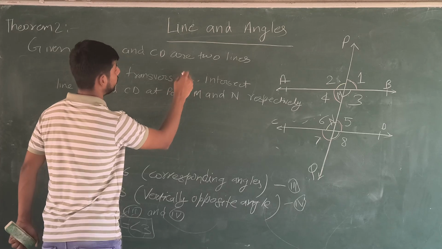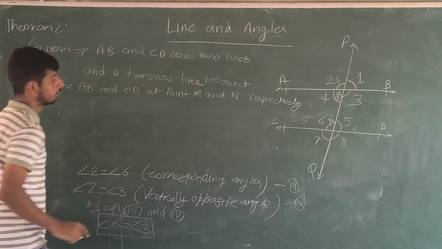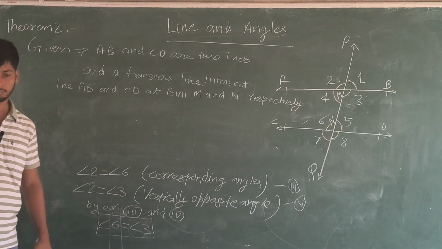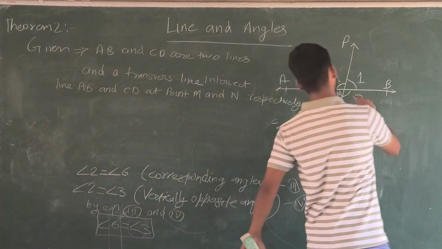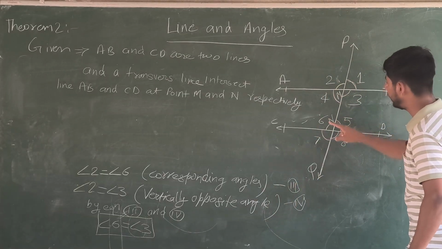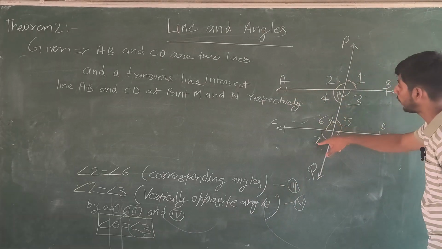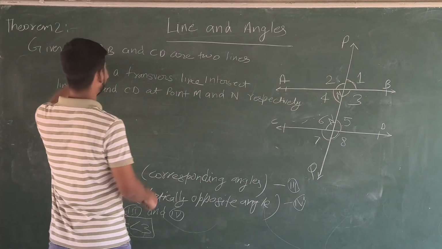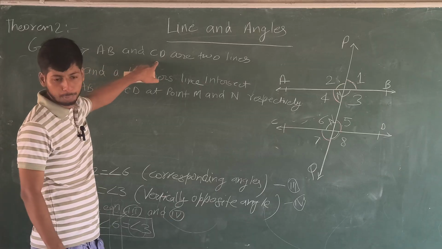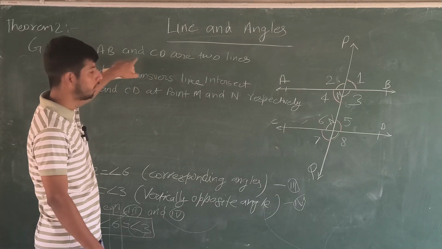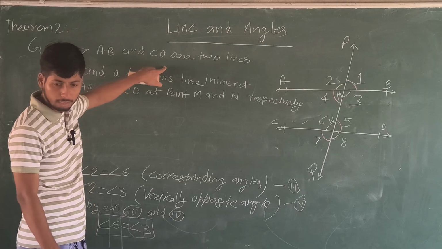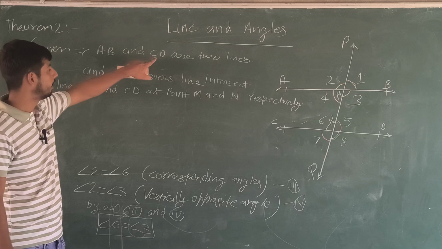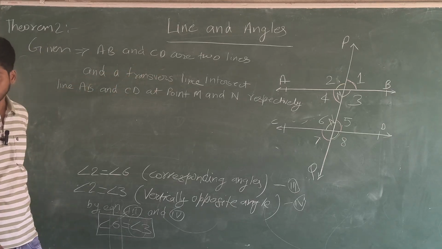Sorry, transverse line intersect the line AB and CD at M and N. Means this line intersects these two lines at M and N. Here it is not given that these two lines are parallel. In the first theorem, it is already given that line AB and CD are parallel. But in this one, it is not given that these two are parallel. This we have to prove. Here we have to prove that line AB and line CD are parallel.